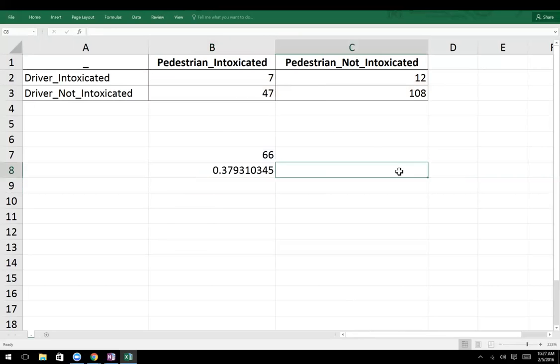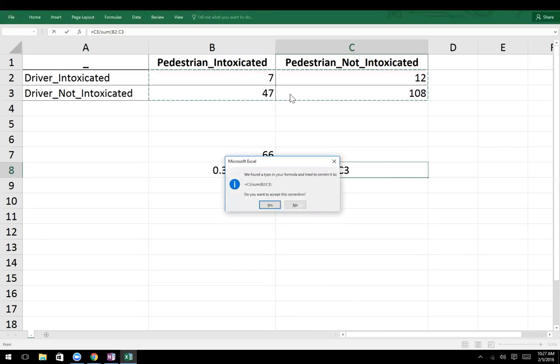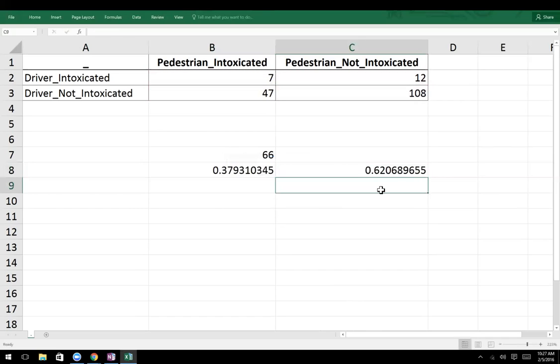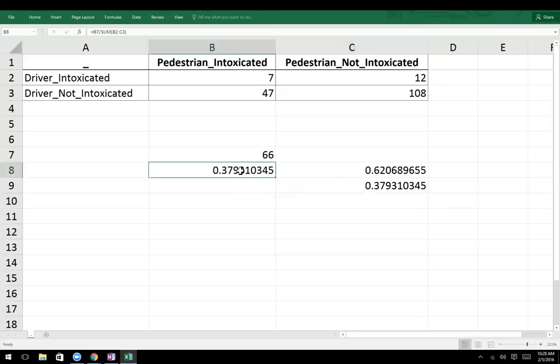Again, the other thing we could have done, I mean, that's the answer right there. The other thing we could have done, we could have just done, okay, 108 divided by the sum. So that's the probability that nobody involved was intoxicated. So if I go 1 minus that, that's the probability that at least one person was intoxicated. But you can go about it either way. It's okay.